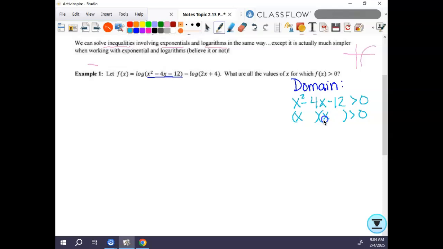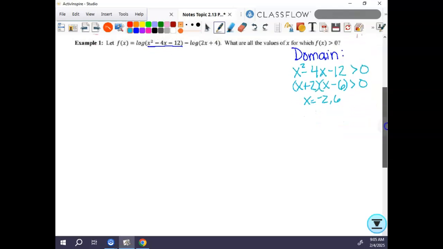x and x. 12 is negative, so my signs are opposite. So what would the positive value be? 2, and the negative would be 6. Okay. So from this, I get x equals negative 2 and x equals 6. Like, that's a piece of cake for us, right? So then, for my domain even, I have to do a sign chart, because I didn't just get x is greater than 5. But here's where this actually makes it a little bit easier.